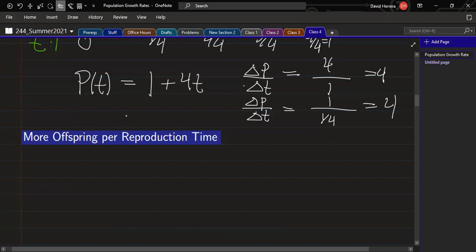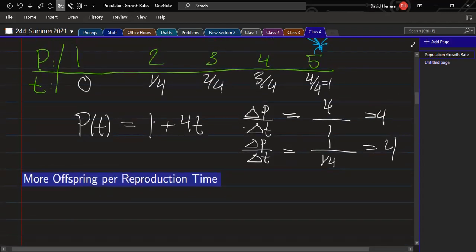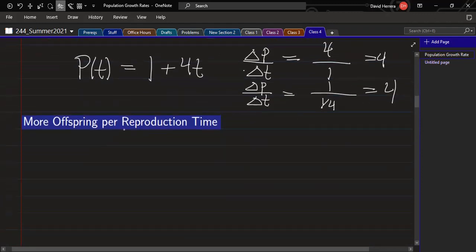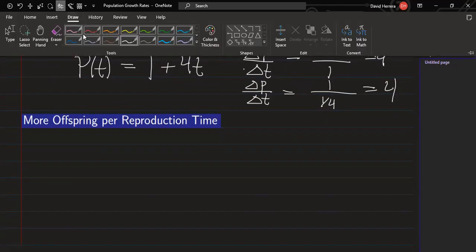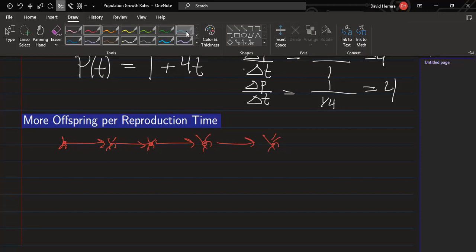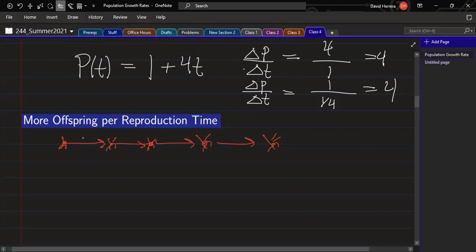Now what we can also say is, what happens if instead of having just the single offspring, you have the same time step, but then you have multiple offspring? So let's do that example here. We have our single bacteria. And then what's happening every time step? Well, let's say every time it reproduces, it actually gives off 2. So there's 1 here and 1 here.